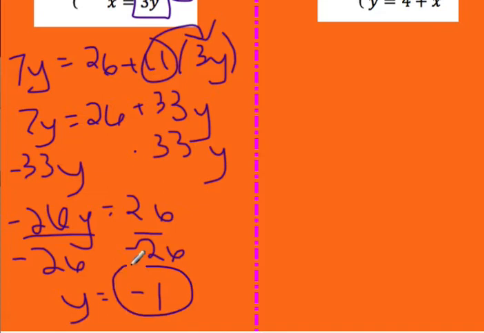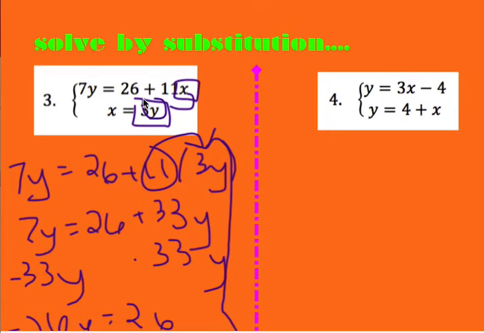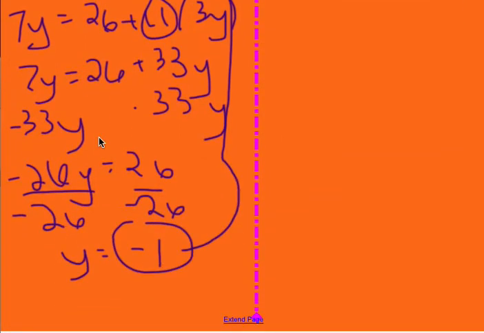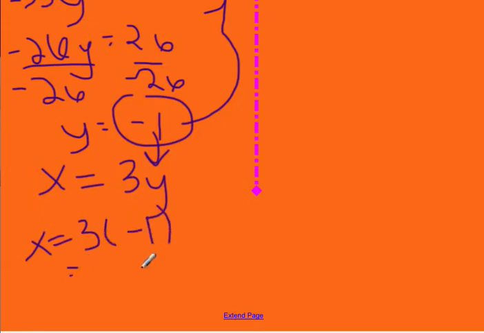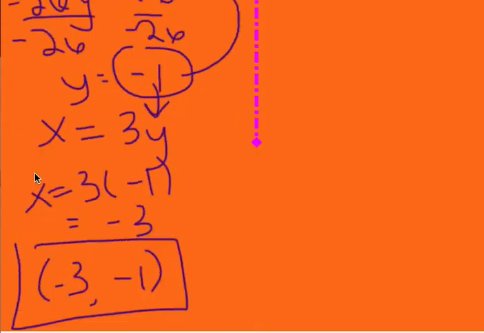So where I see y all the way up here, I can plug in negative 1 for this y or for this y. Well, I notice again that that second equation is already solved for x, so I'm going to plug it into that one. So I'm going to use the equation x is equal to 3y. I'm going to take out that y and substitute in negative 1 instead, since that's what y is equal to. 3 times negative 1 is negative 3. So then we're going to write our answer as a coordinate point. First our x, then our y. So that's our final answer for number 3.